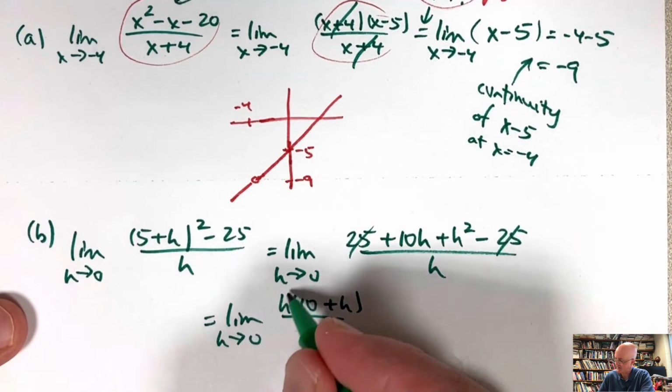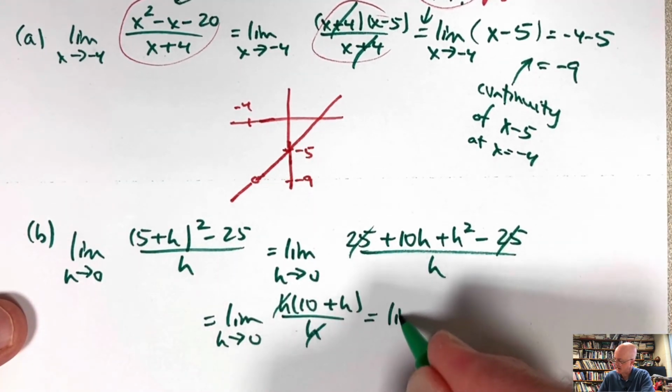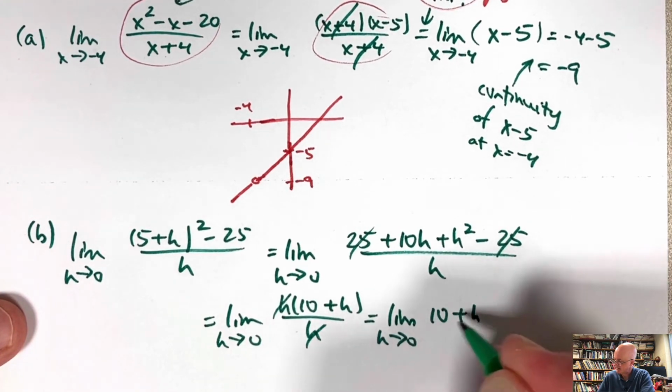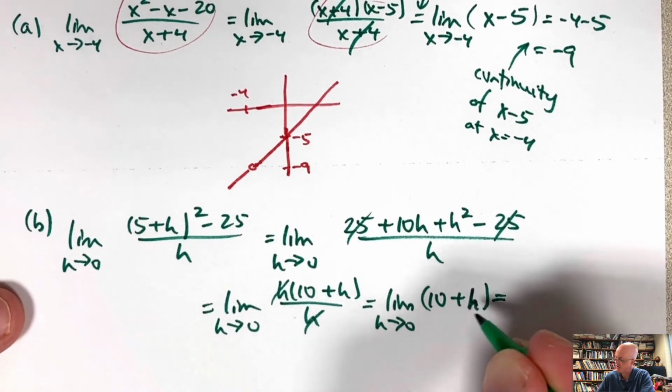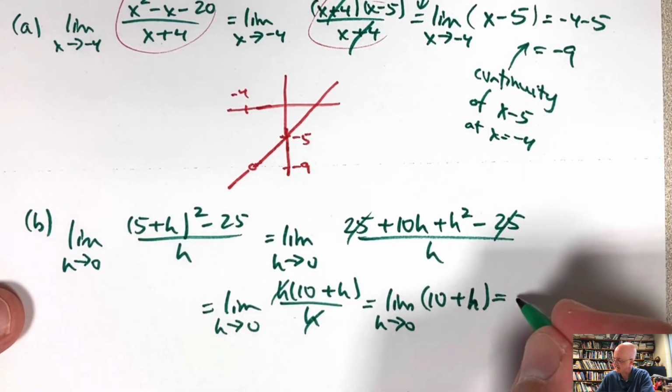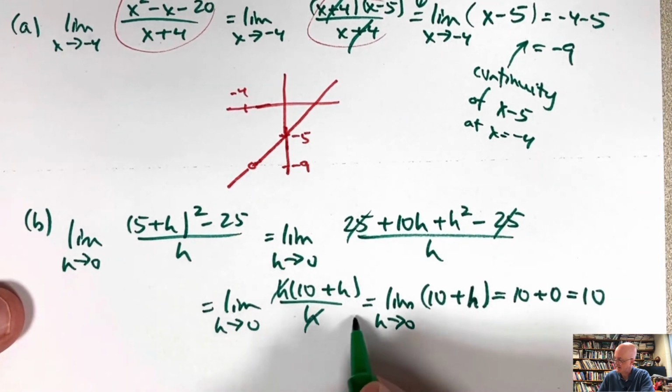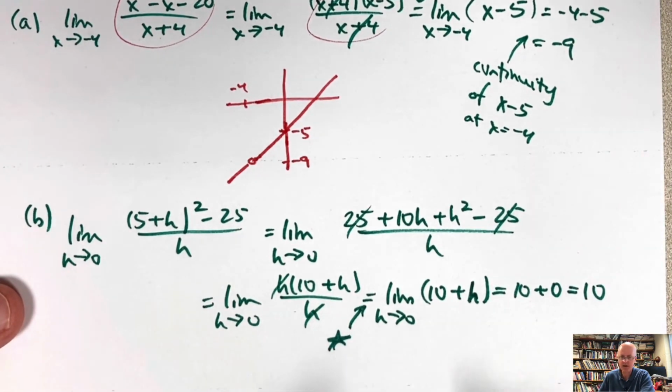And then, yes, you can divide out the h and say the limit is the limit of this thing. As h approaches 0, this is a continuous function of h. You can just plug in h equals 0 to get 10 plus 0 is 10. Once again, there is the trickiest step to justify.